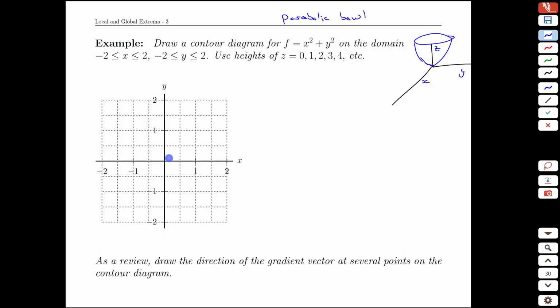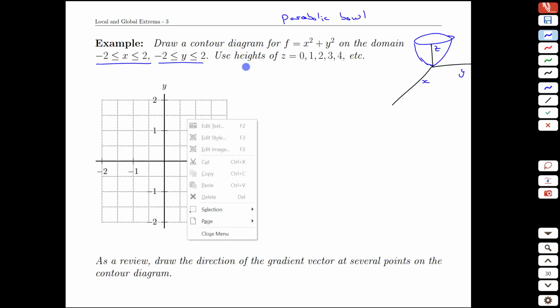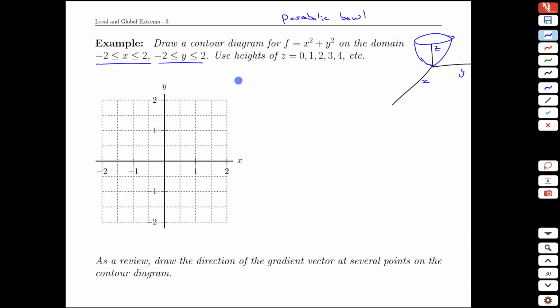With that in mind, we can then draw our contour diagrams, but note that we're going to be limiting ourselves specifically to this domain from x equals -2 to 2, and the square then bounded at the top and bottom by -2 and 2 for y as well. We're going to get our other perspective on this surface by drawing a contour diagram, and we're just going to use the integer heights 0, 1, and so on.